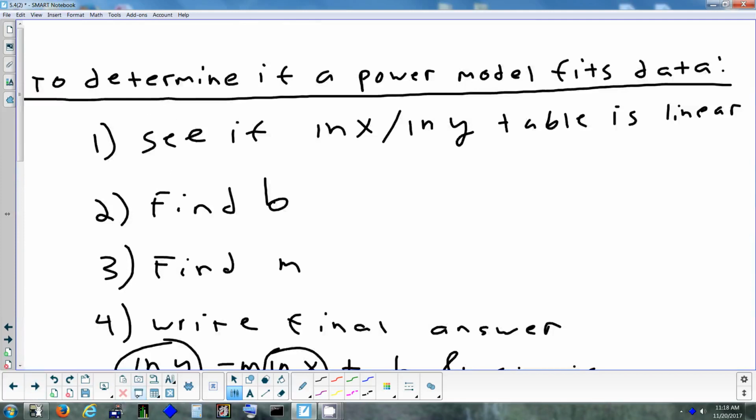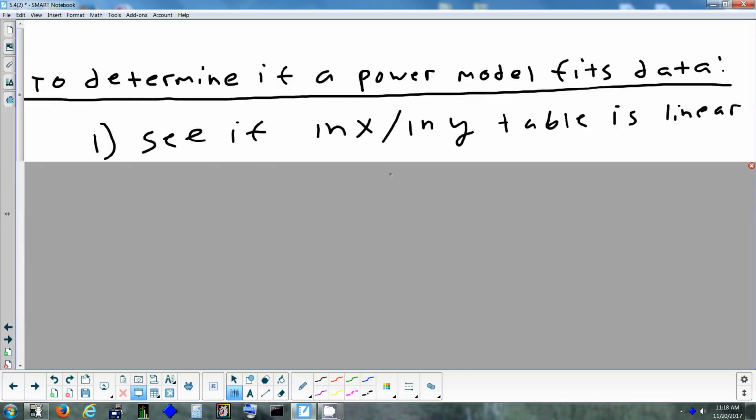All right. So I already told you the first step, how to decide if you should use a power model. Create an ln x, ln y table. Do that by taking the natural log of every number in the table. Graph it. See if the points look linear. If they do, then continue on to step 2.